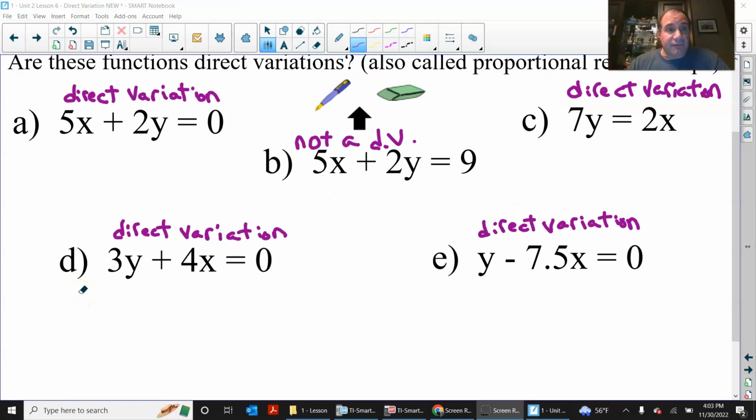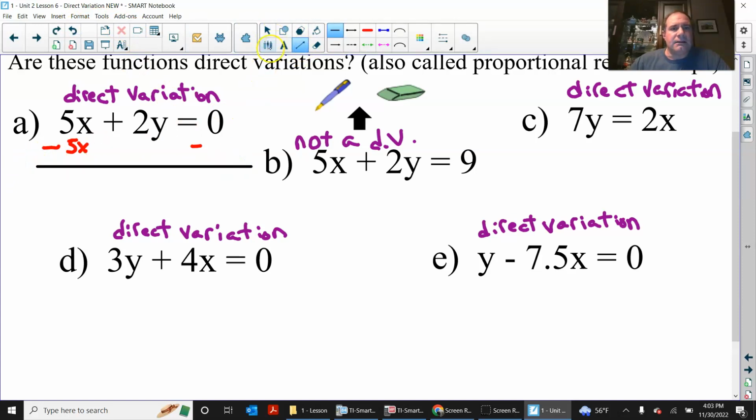So be careful, right? We know that y equals mx plus b with a b that is not 0 is not a direct variation. If the b is 0, that means it is a direct variation. So looking at this, you have 5x plus 2y equals 0. I think this is a direct variation. And if you solve this, which is what we want you to do, just remember, we want you to be able to solve it pretty quickly.